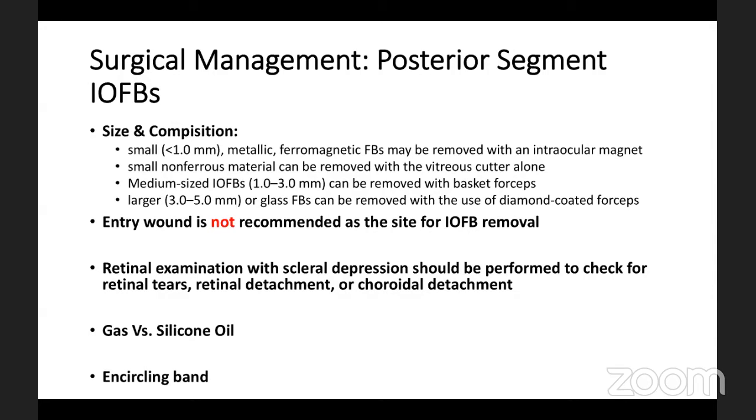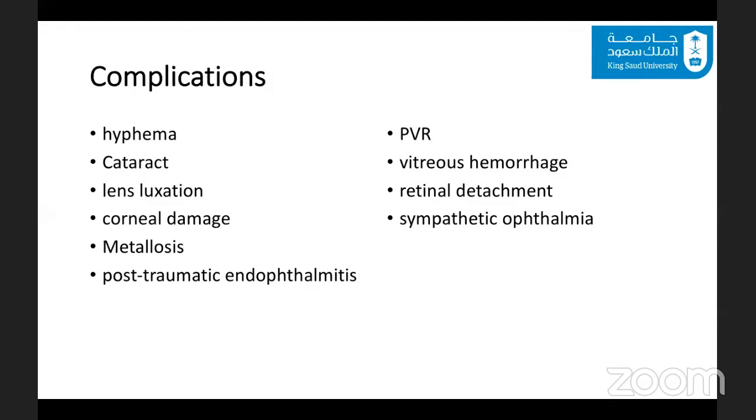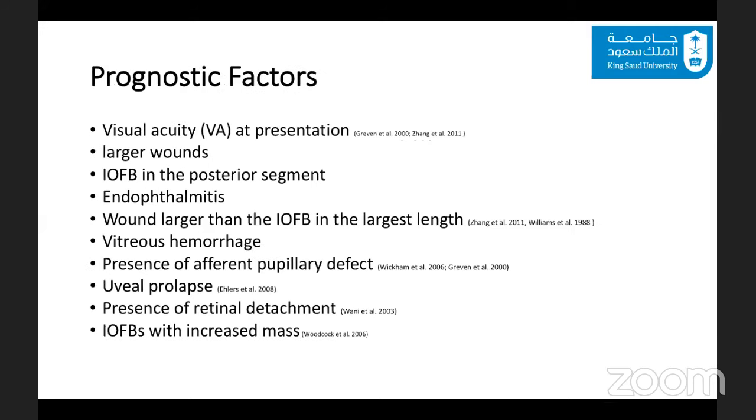Retinal examination after removal, with scleral depression and checking for tears, retinal detachment, and/or choroidal detachment, and dealing with them in the same way you would deal with any trauma or retinal detachment cases, is of utmost importance. Gas versus silicone oil, there is usually no preference, but it's left for the surgeon to choose, as well as for the encircling band. Obviously, complications after vitrectomy that you should keep in mind can vary from simple hyphema and cataract to sympathetic ophthalmia in the other eye.